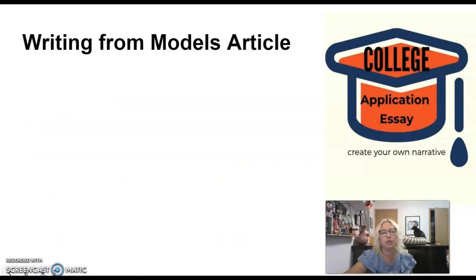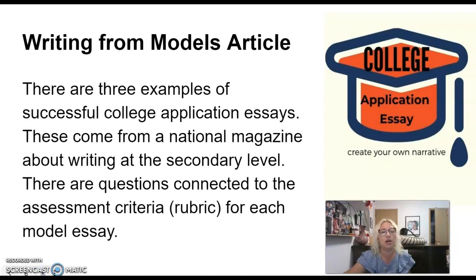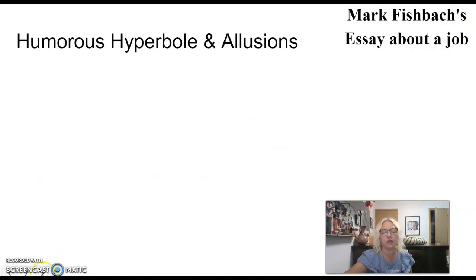All right, so the article that I want you to read that's in your packet is called Writing from Models. And it is from a national magazine about writing at the secondary level. So these are actual college applicants, but they're not like my students. They're from a nationwide magazine, and they took some of the best college applications they could find that year. And so there's questions for each of the 3 articles in 0.5 about the assessment criteria or the rubric, whatever you want to call it, that we just went over, those 5 things, and those are also in your packet for each model essay.